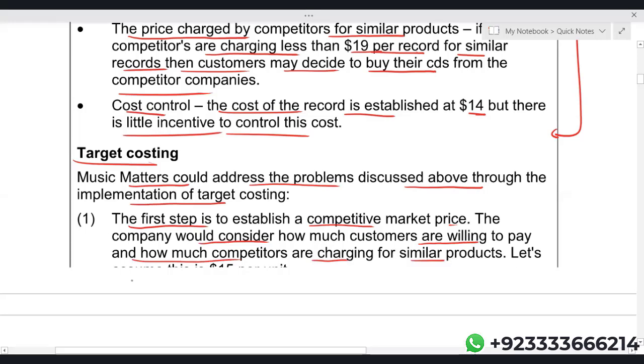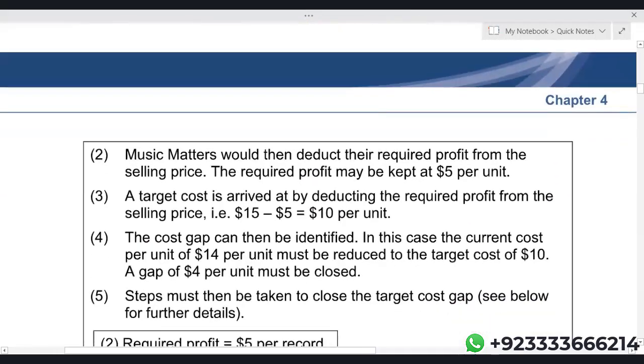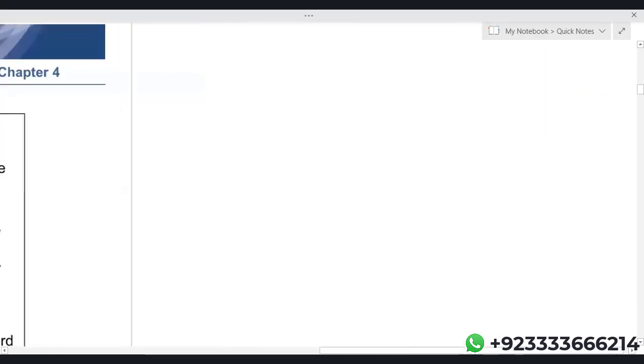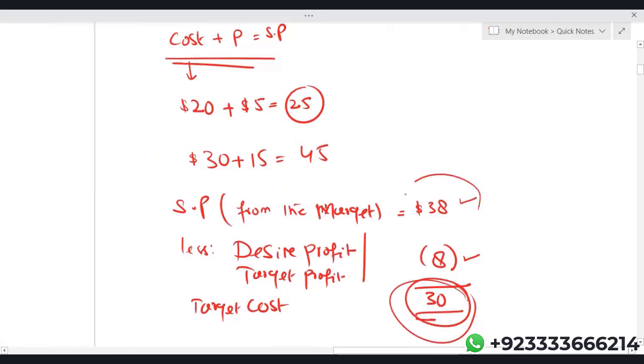And let's assume this is $15 per unit. So they have decided the selling price. Now, Music Matters would then deduct their required profit from the selling price. The required profit may be capped at $5 per unit, okay? A target cost is arrived at by deducting the required profit from the selling price. We did the same thing. Selling price we have taken from the market. We have deducted the desired profit, target profit, to get the target cost.